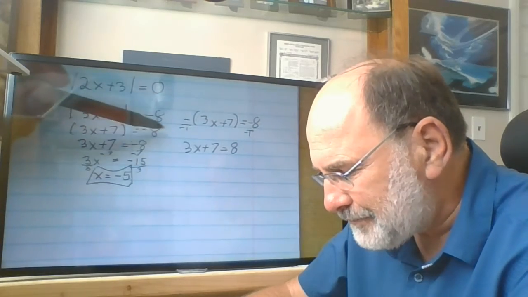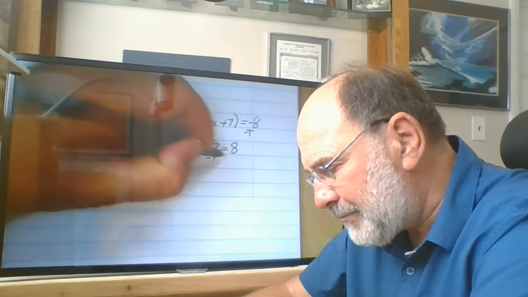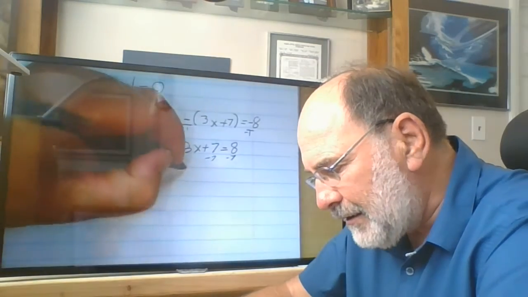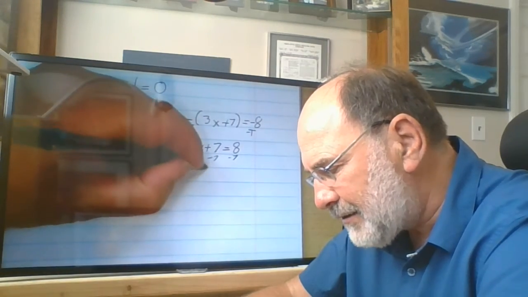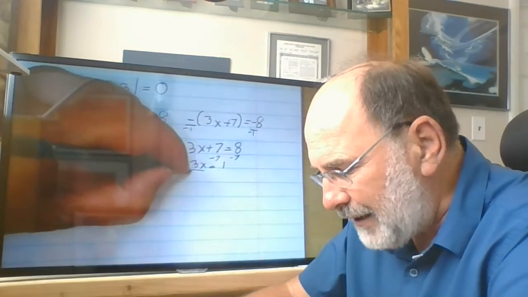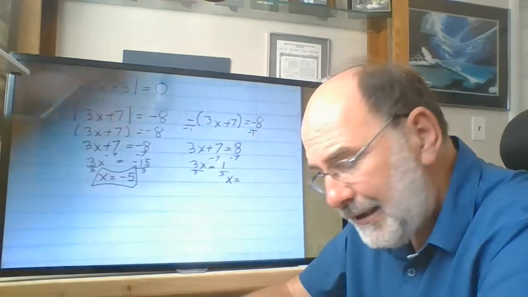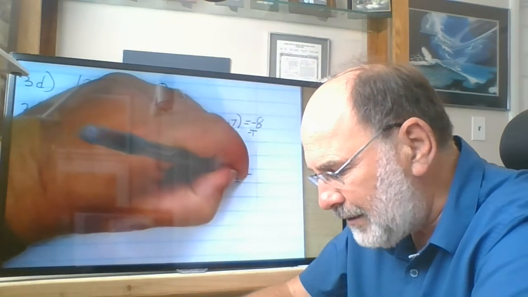Good combination. Now I'm going to solve for x. I would choose to subtract 7 from both sides. This gives me 3x is equal to 1. Now I would divide both sides by 3, and I have my solution as x is equal to 1/3.